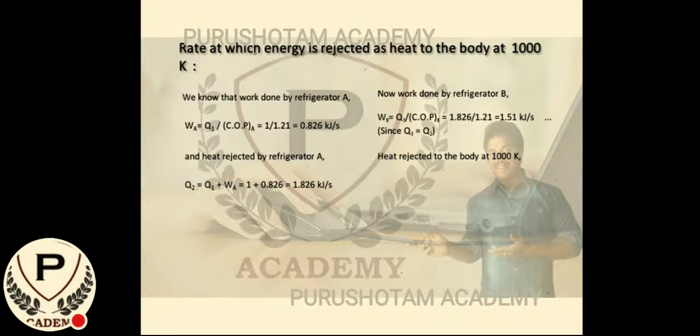Heat rejected to the body at 1000 Kelvin. So Q4 equal to Q3 plus WB. So we got Q3 equal to 1.826 and WB equal to 1.51. So substituting the values, we got the value of Q4 as 3.336 kilojoule per second. So the value of Q4 is 3.336 kilojoule per second.